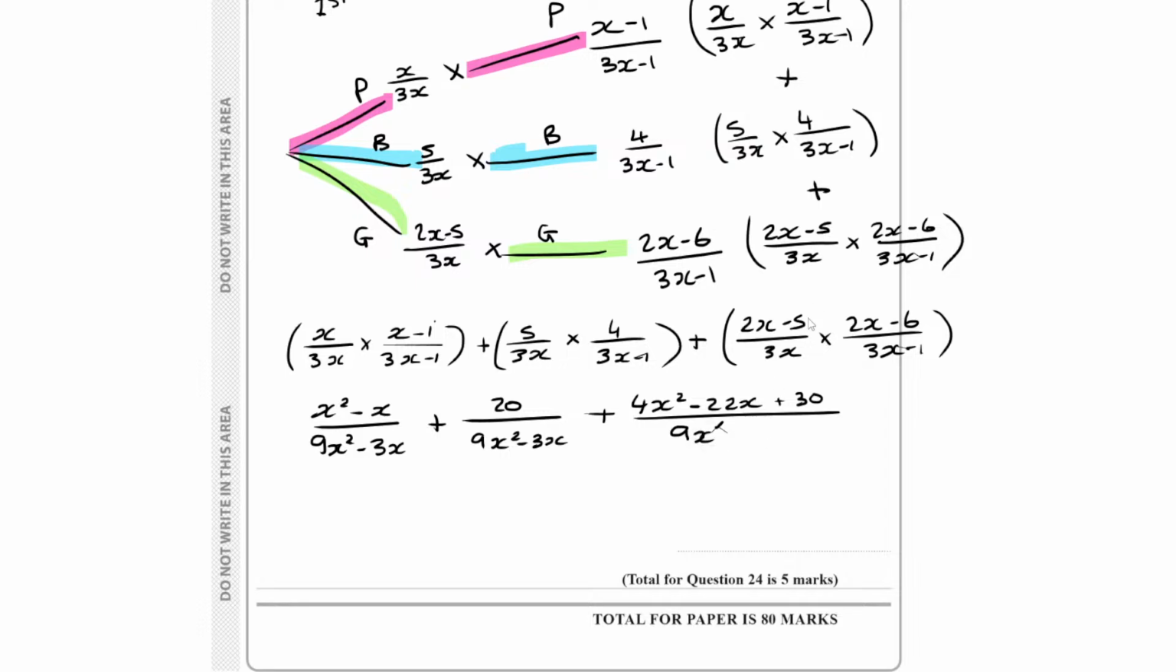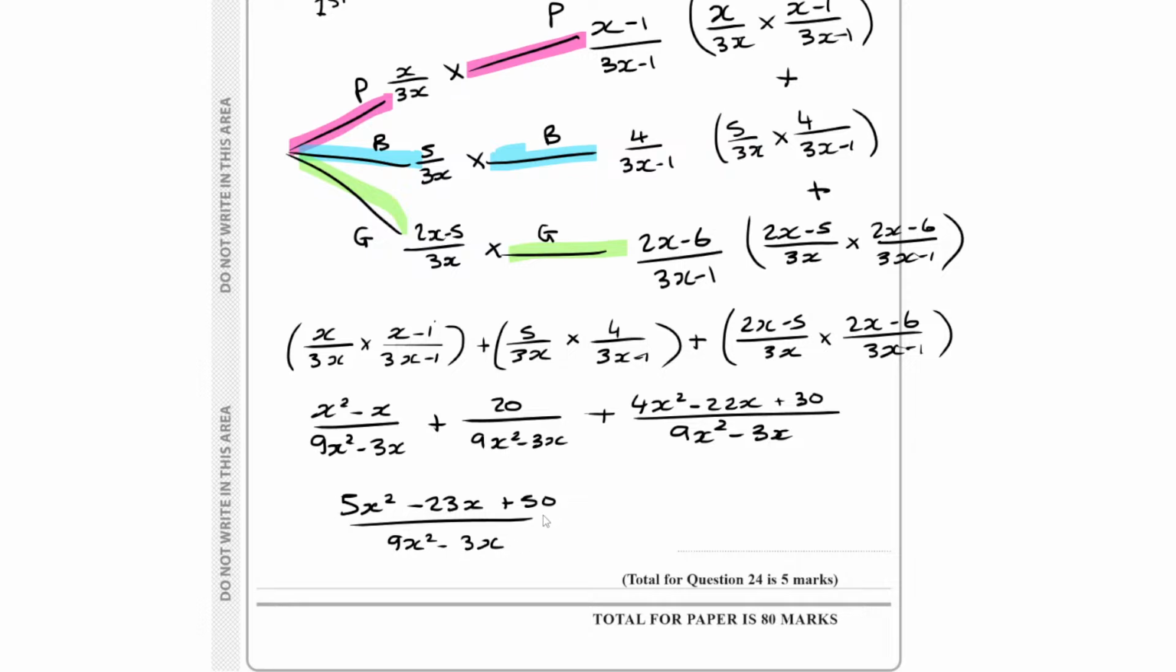And now we're almost there. Because they all have the same denominator, which tends to happen with probability trees generally, I can just add the numerators, can't I? So I've got an x squared plus 4x squared, that's 5x squared. Collect the like terms. Minus x minus 22x is minus 23x. 20 plus 30 is 50. And the denominator is just as it is.